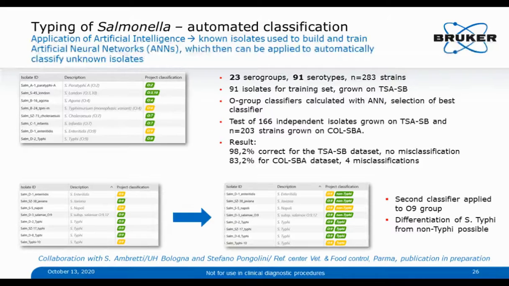In addition, of course, we looked at the typhi problem. So we created a subnet, a network that was just applied against the O9 determined strains. And indeed, we could see with this network that non-typhi could be differentiated from typhi Salmonella. This was done in collaboration with Simona Ambretti from the University Hospital of Bologna, but also with a reference center for veterinary and food from Parma, Stefano Pongioli. So also a nice collaboration of our customers and partners that are experts in their field and can supply the expertise about samples and of course also the samples.